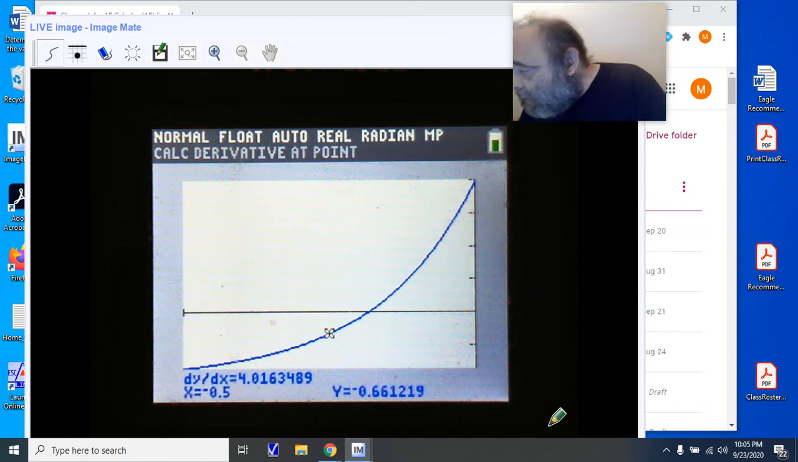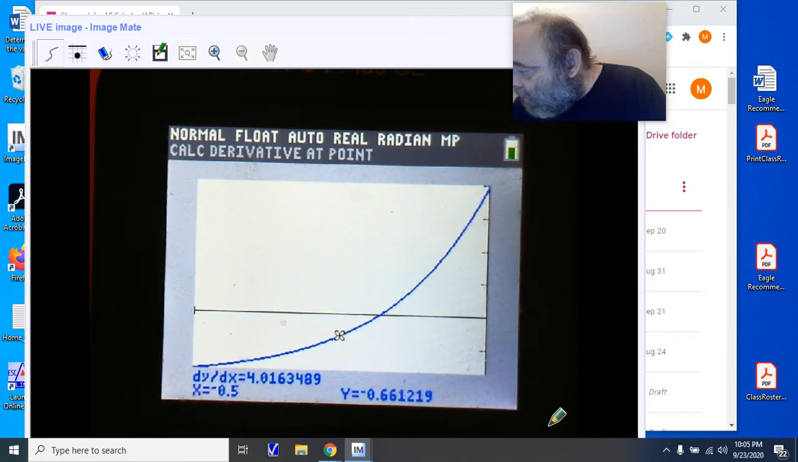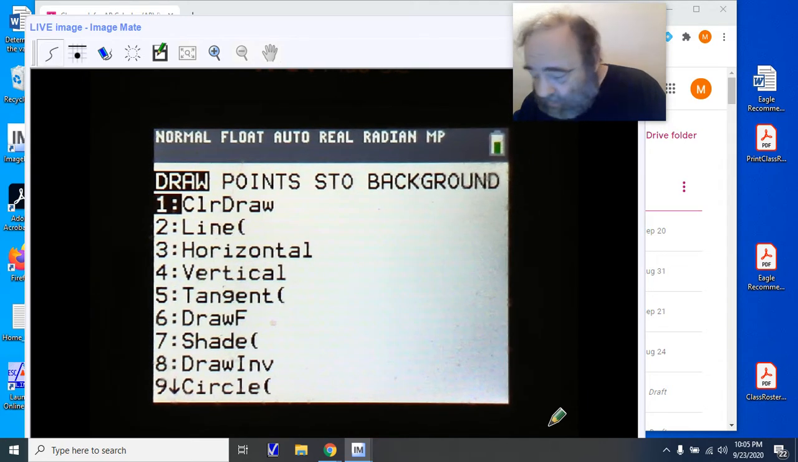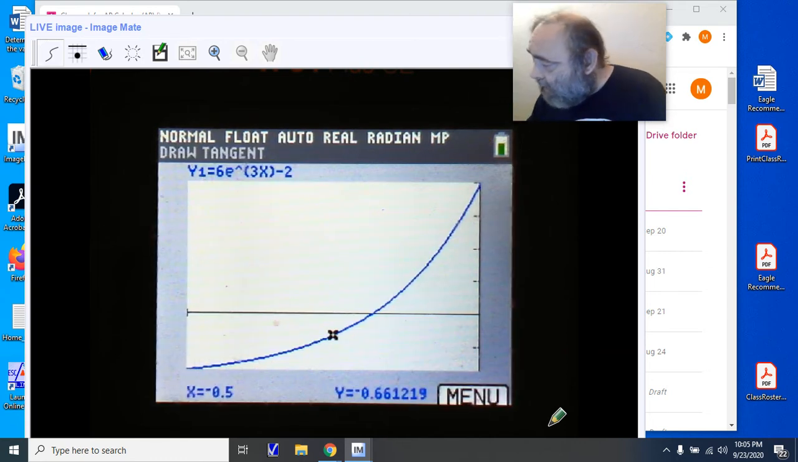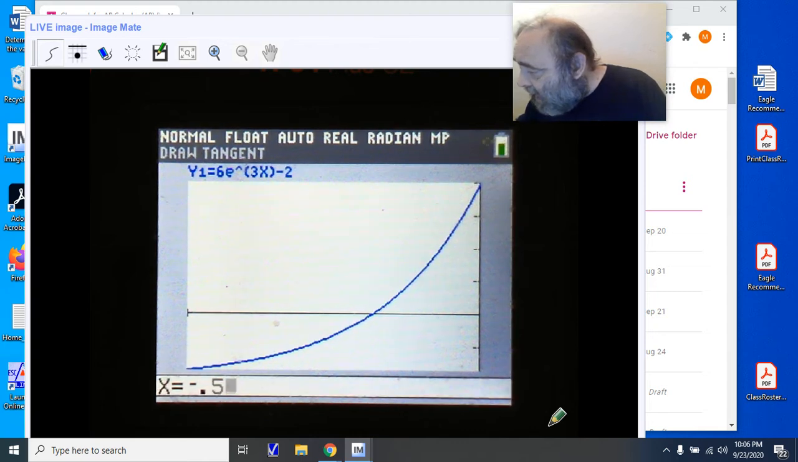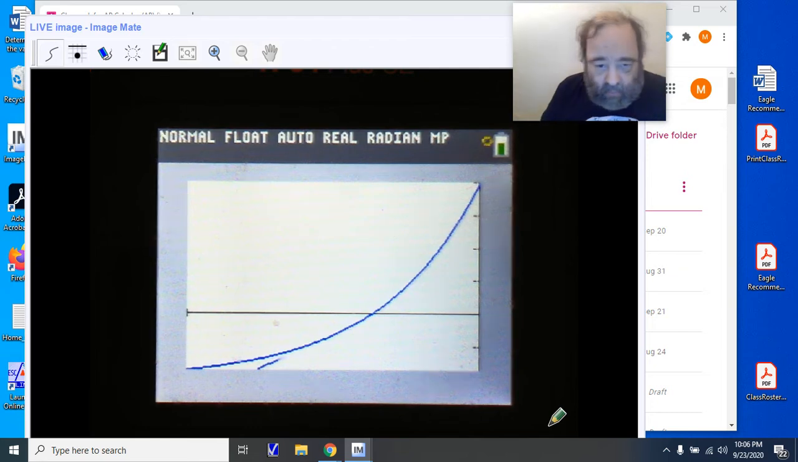The slope of the tangent line is 4.016, and the y value is negative 0.661. So let's see what's going to happen if we do the second program for the tangent line. Once again, that second program, right above the cosine or below the stat. You're going to hit 5, the tangent line, and then negative 0.5 or negative 1/2. Hit enter.